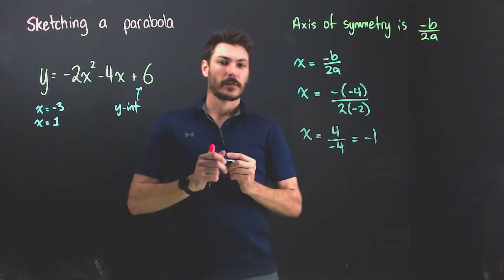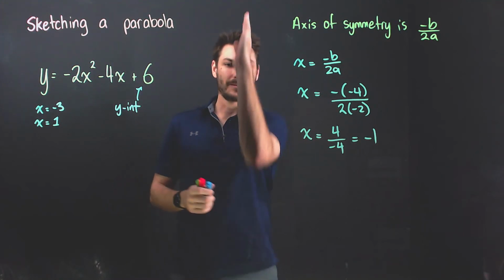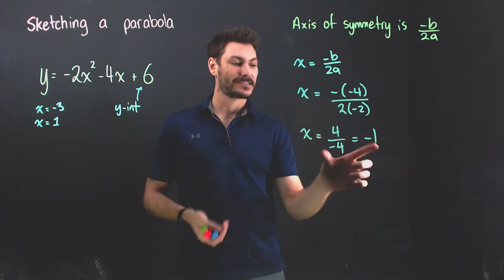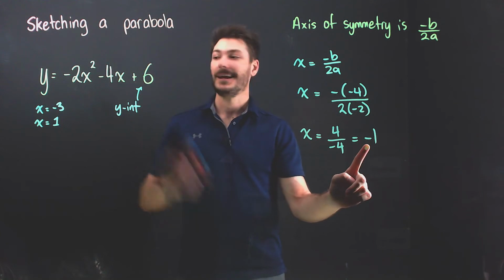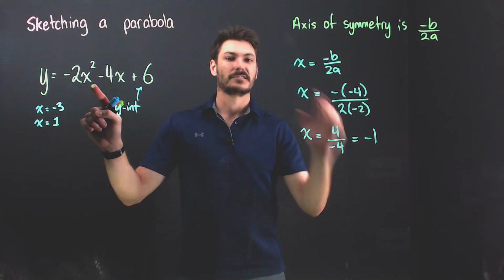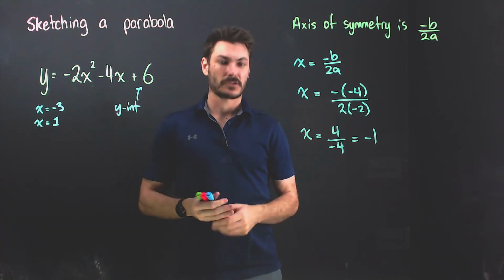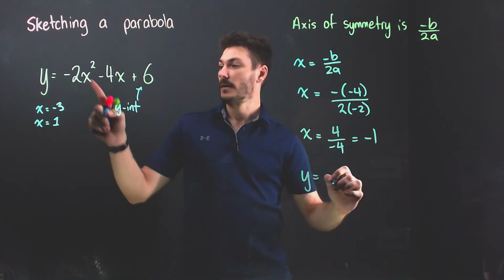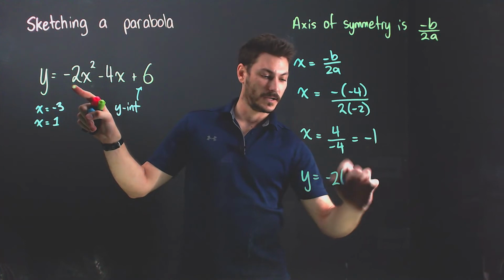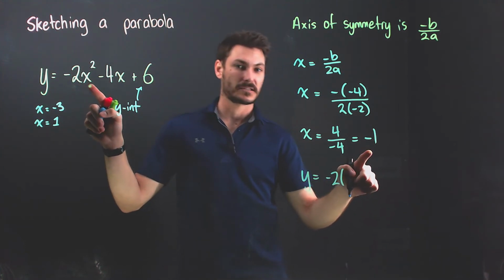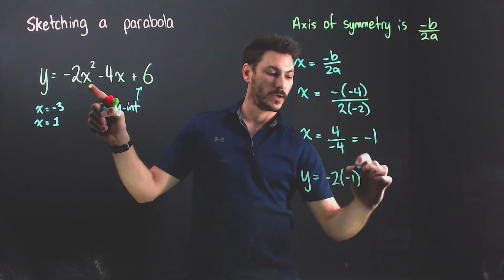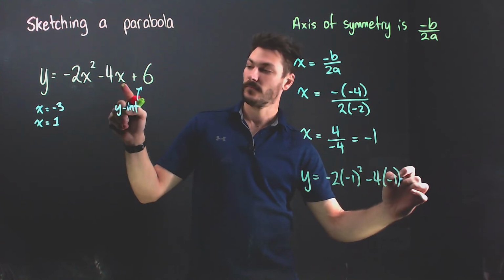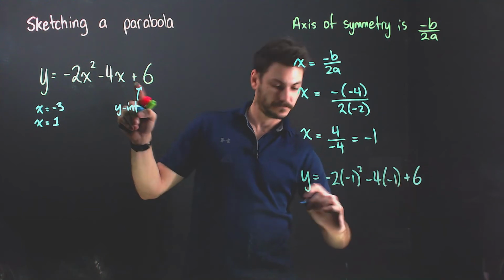So in line with x equals negative 1, that straight vertical line, that is going to be the axis of symmetry, and I now substitute x equals negative 1 into my original equation to determine the y value of that turning point. So I'm going to do this just below. I'm going to say y is going to equal negative 2 times x, now x is going to be this negative 1 squared, minus 4 times negative 1 plus 6.